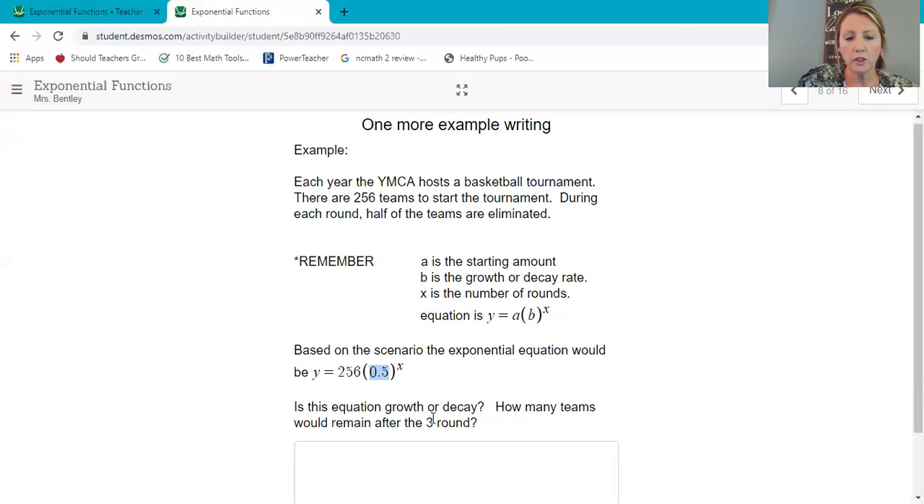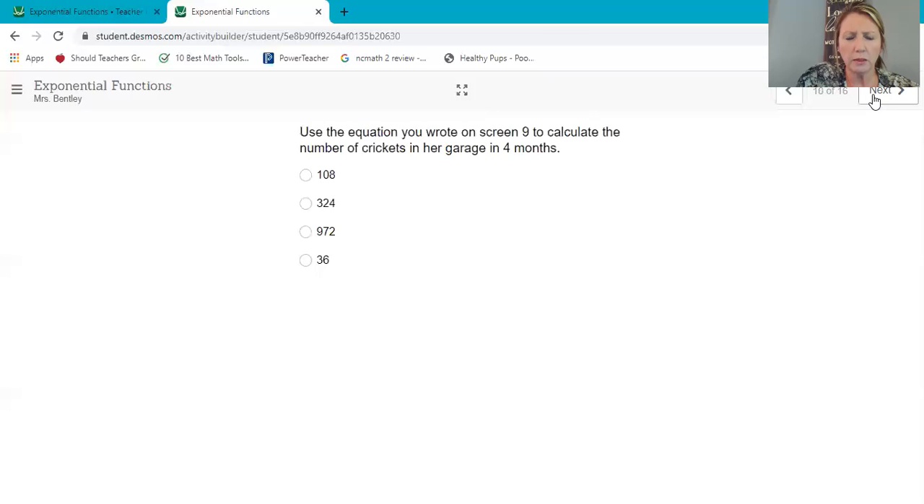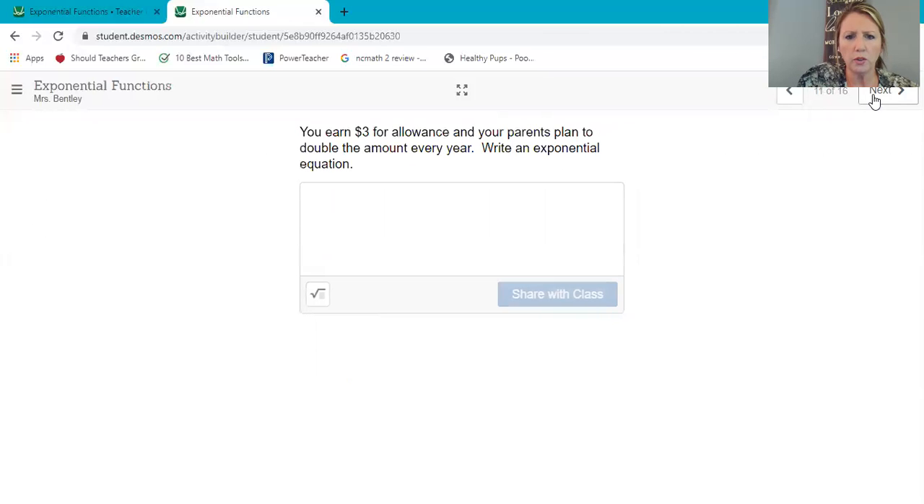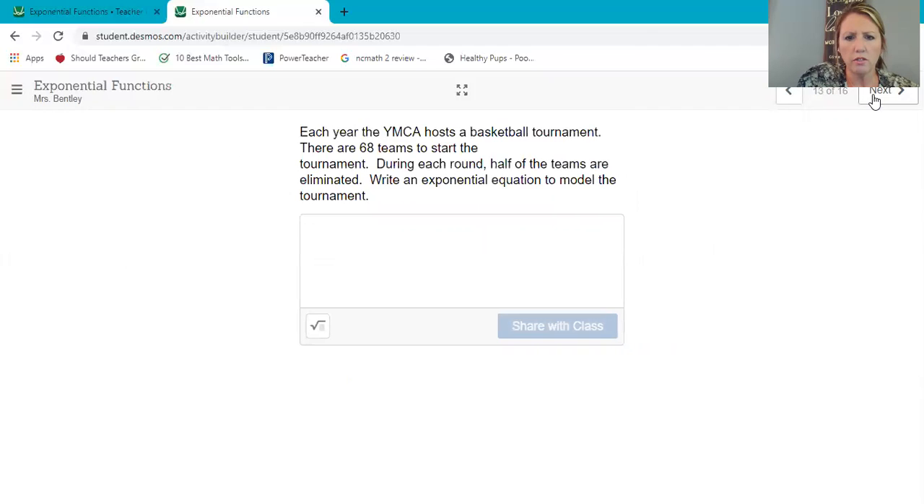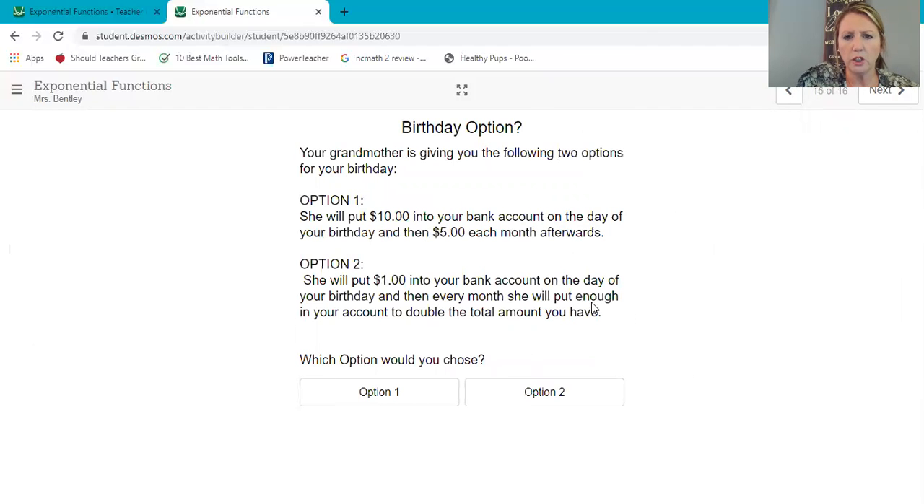So now you're going to answer the 2 questions. It says, is this equation a growth or decay? And how many teams would remain after the 3rd round? So just put your 2 answers in this square or rectangle and then submit that. Okay, and then on the next 7 screens, you're going to answer a few questions. So you're going to write equations and then you're going to use your equations to answer a question.